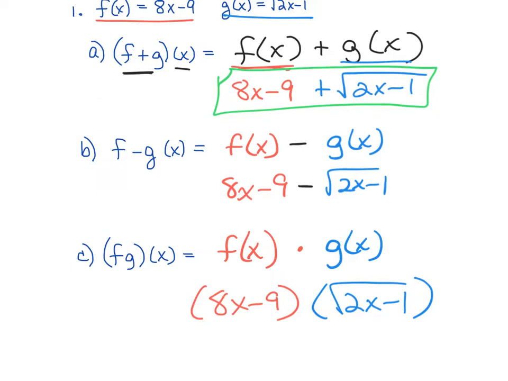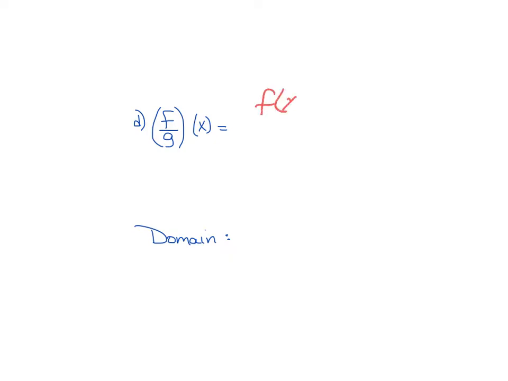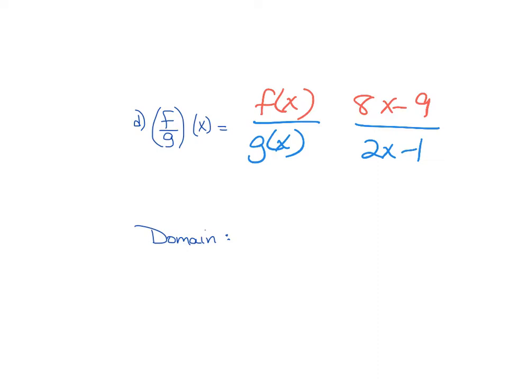Just to show you what we're doing here, for the quotient, the f of x and the g of x, again, we're not going to rationalize here. I just want to show you how you would set it up. So we would take the f of x function, put it on top of the fraction, and then take the g of x function. Our f of x function was the 8x minus 9, and our g of x function was the square root of 2x minus 1. I'm not going to rationalize. I'm just going to leave it like that. Again, we're not going to do the domain here. I'm going to do some separate examples for this.